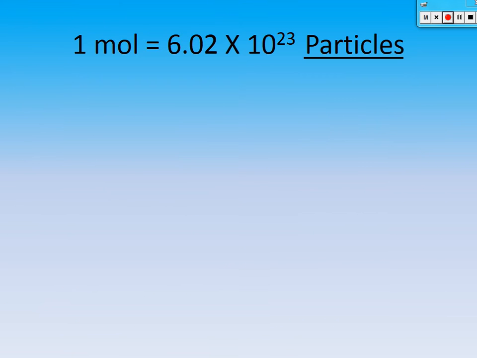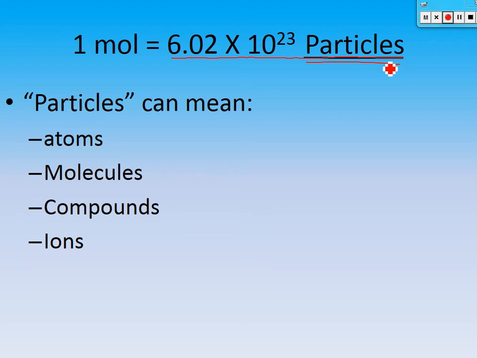All right, let's look at this in a little bit more detail. So I said that 1 mole is equal to 6.02 times 10 to the 23rd particles. But in science, particle is a very generic term. It can mean a lot of different things. So when I say the word particle, it could mean atoms, molecules, compounds, or ions. So again, when I say the word particle, it could be any one of those.